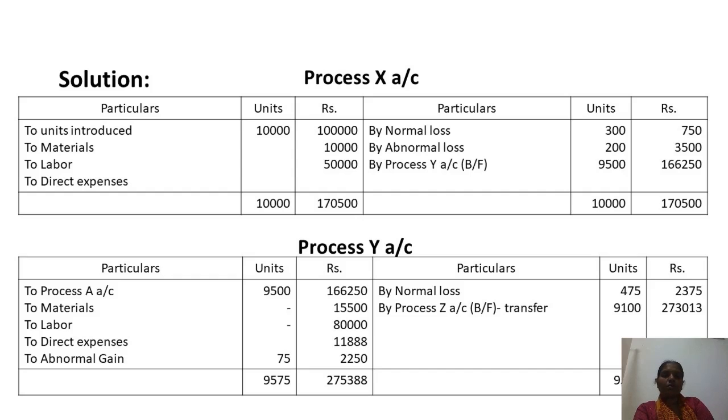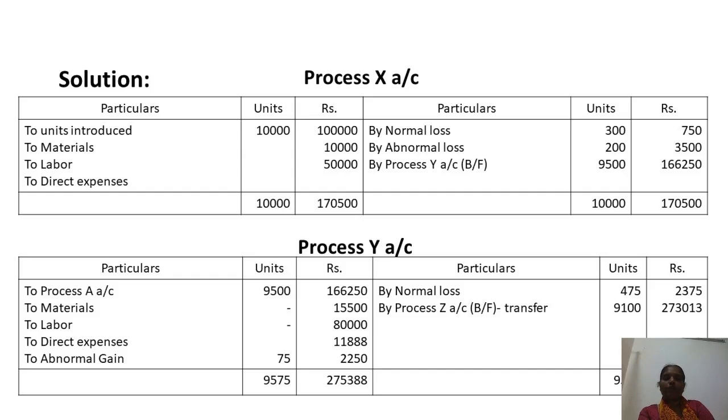10,000 minus 300 minus 9,500, we get 200. That amount should be written. And here 1,70,500 minus 750 minus 1,66,250. So the rest of the amount is the abnormal loss, that is 3,500.